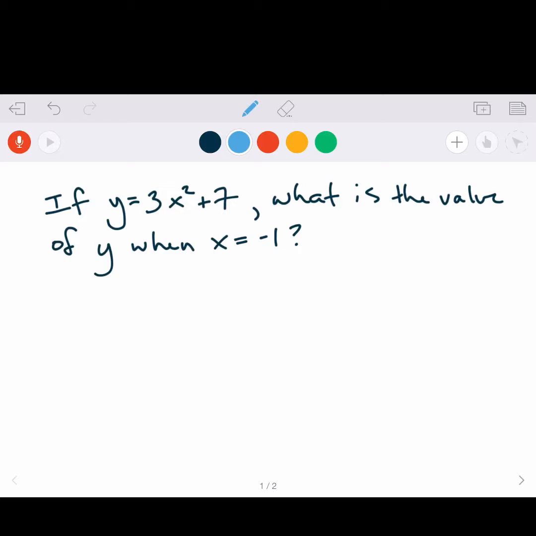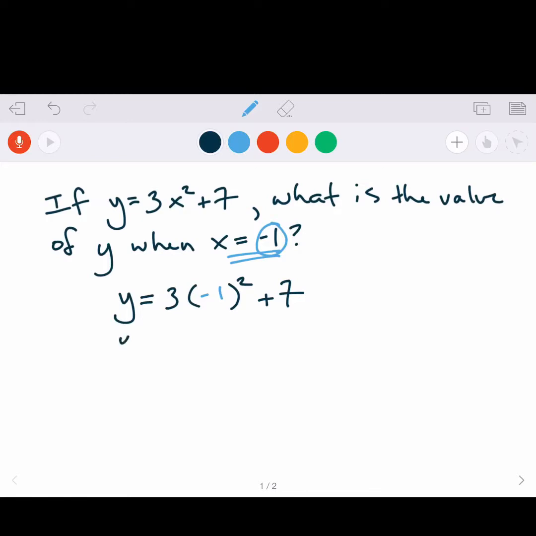So let's start with this question. If y equals 3x squared plus 7, what is the value of y when x equals -1? So what we would do, as a little bit of review: I'm telling you what the equation is that you're working with, and I'm giving you the value of x equal to -1. So we will take that equation, y equals 3, taking that value for x, that -1, substituting in, and then simplifying and seeing what we get.